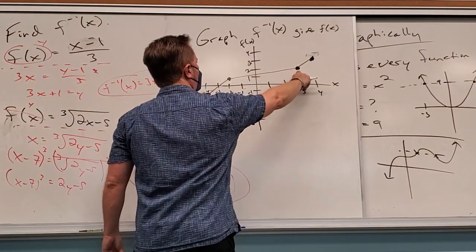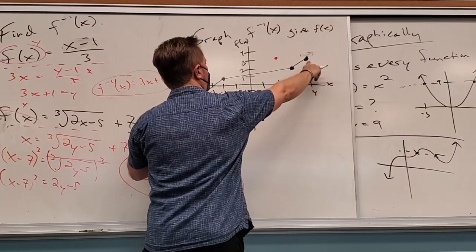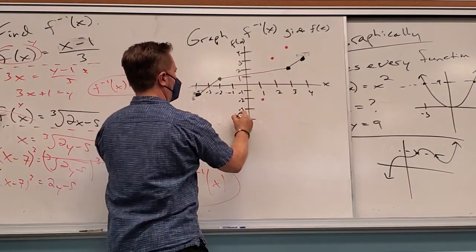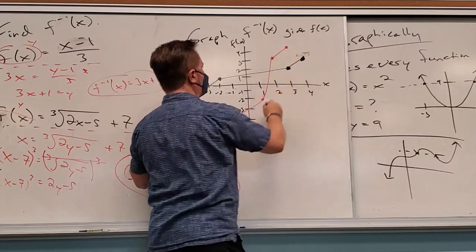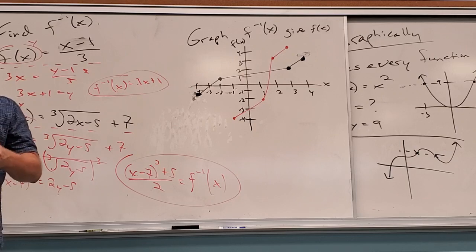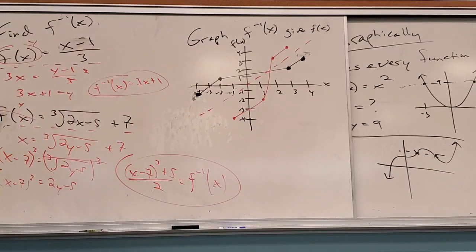So you can make the table if you want to, or you can just take each point. That's 3, 2, so my inverse is going to go through 2, 3. That is 4, 3, so my inverse is going to go through 3, 4. Look at that. Isn't that cool? And you can see the mirror. You don't have to draw the mirror in there, but that's what we call the axis of symmetry. Does that sound familiar? Not really, because it's not a single function, but still. It is where the mirror would go.